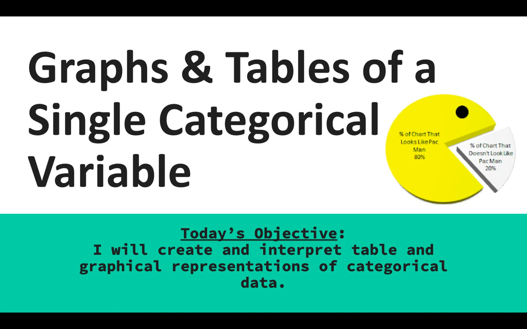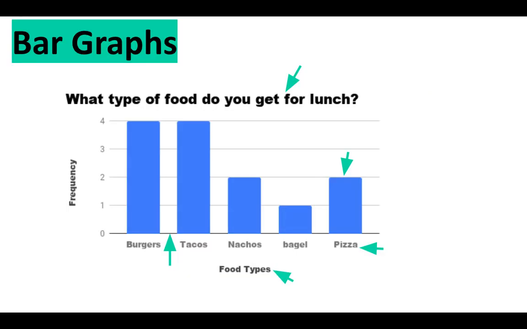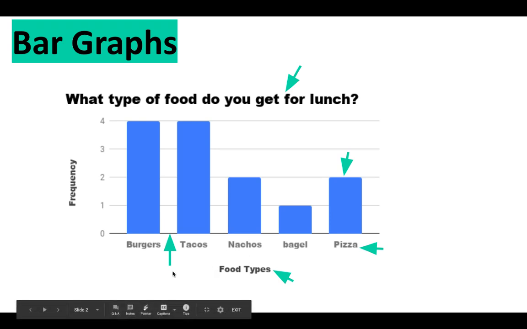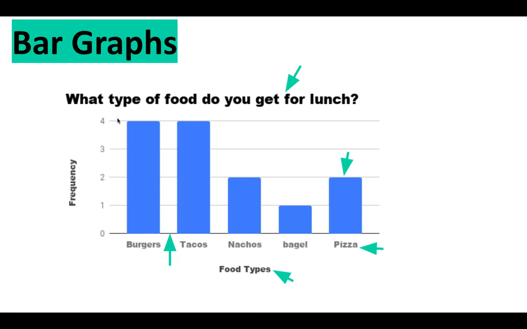Remember, categorical data is data that is categories. When we ask a survey question to our survey people or sample, the answers they give are words or categories. In this case, the survey question was, what type of food do you like to get for lunch? And the categories are burgers, tacos, nachos, bagel, and pizza.